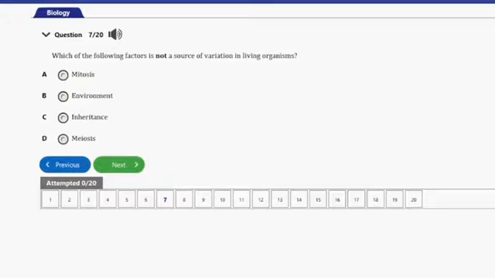So here we have question number 7, which says, which of the following factors is not a source of variation in living organisms? We have A, mitosis, B, environment, C, inheritance, D, meiosis. So guys, mitosis is just cell division, and it doesn't account for variation in living organisms. However, environment can bring about variation, inheritance as well as meiosis. So these are factors for variation, but mitosis, guys, does not have anything to do with variation, and as such, that's the answer to this question. So let's go ahead and consider the next question, guys.